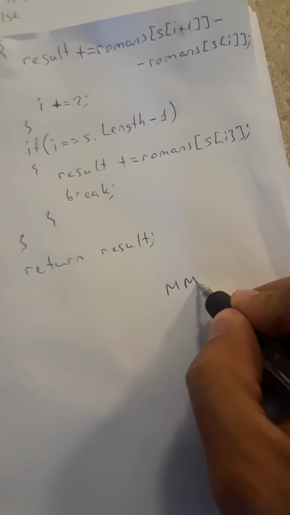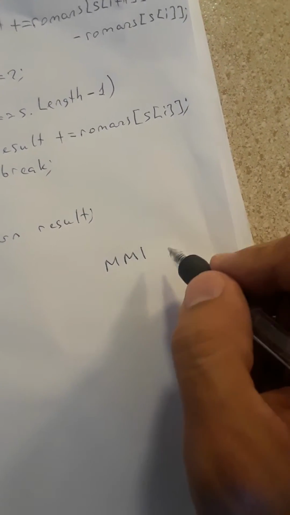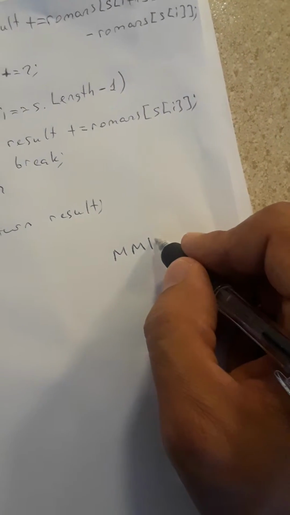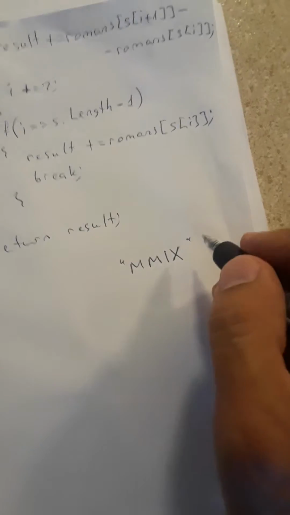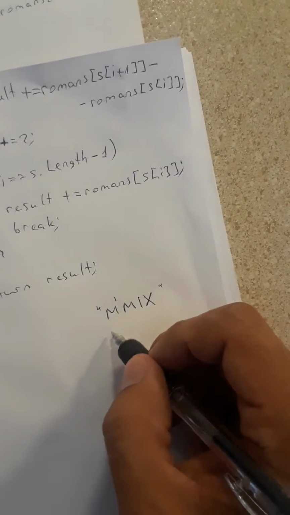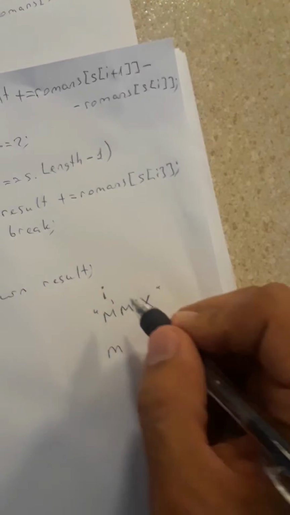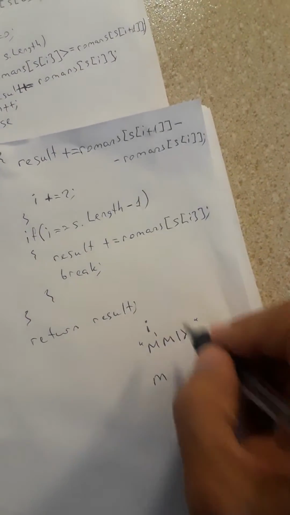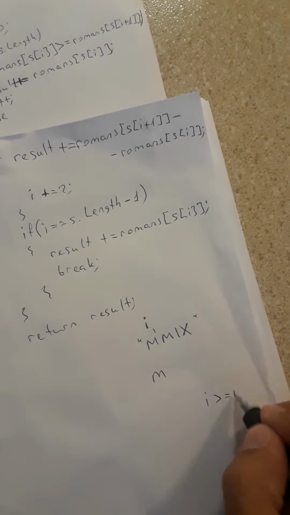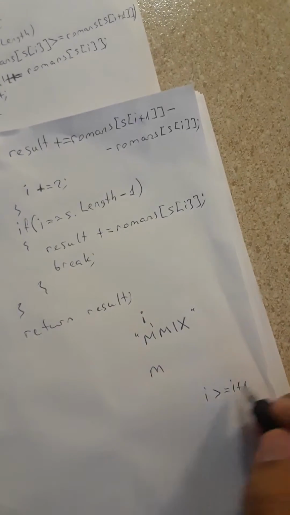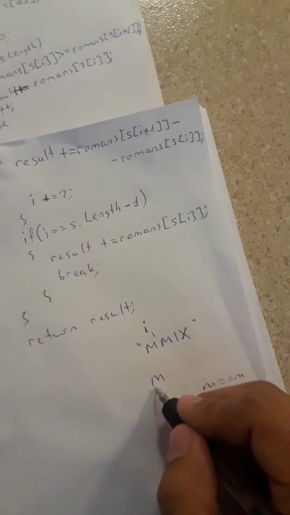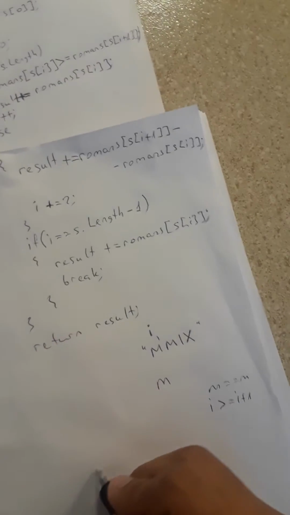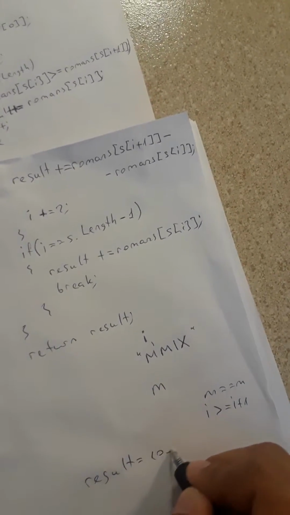For example, we have this string. So first of all, we go to this element, which is M at I. We check if it is greater or equal to the element at I plus 1, which is also M. So M is equal to M, so we'll return the value of M from the dictionary, which is 1000, and we will add this 1000 to the result.